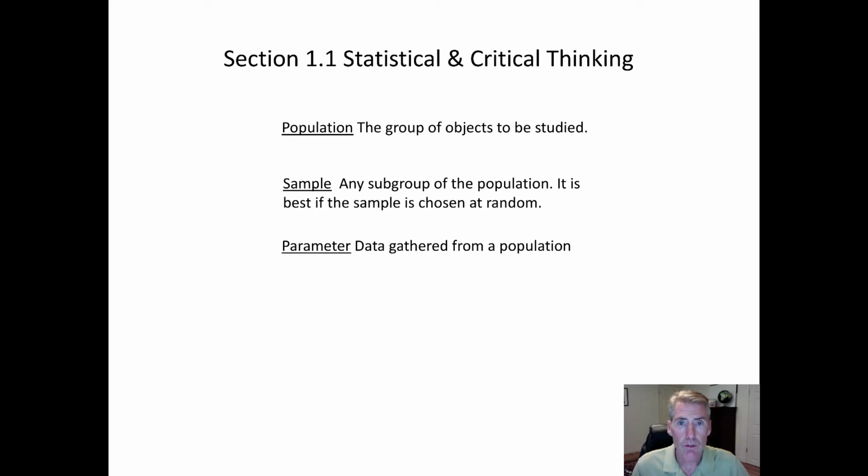So when you gather information from the whole population, that's called a parameter. And when you gather information from a sample, that's called a statistic. So I remember it because of the alliteration: population, parameter, statistic, sample. So PPSS.